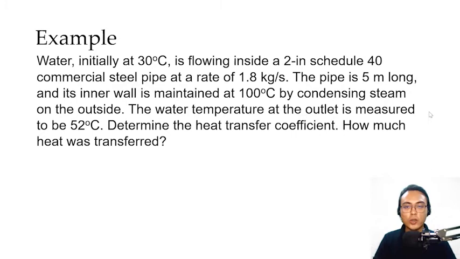Okay, let's try to solve this example. Water, initially at 30 degrees Celsius, is flowing inside a 2-inch Schedule 40 commercial steel pipe at a rate of 1.8 kilograms per second. The pipe is 5 meters long and its inner wall is maintained at 100 degrees Celsius by condensing steam on the outside. The water temperature at the outlet is measured to be 52 degrees Celsius. Determine the heat transfer coefficient and how much heat was transferred.